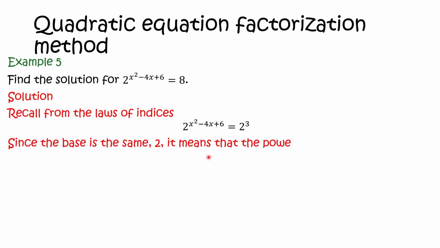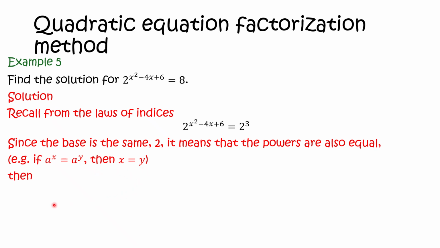Since the base is the same, in this case 2, it means that the powers are also equal. For instance, if we have a to the x being equal to a to the y, that implies that x is equal to y. Then x squared minus 4x plus 6 is equal to 3. We're taking the powers, or the indices. With that then, solving for x, but grouping the like terms first, we move the 3 to the other side so that we have x squared minus 4x plus 3 is equal to 0.